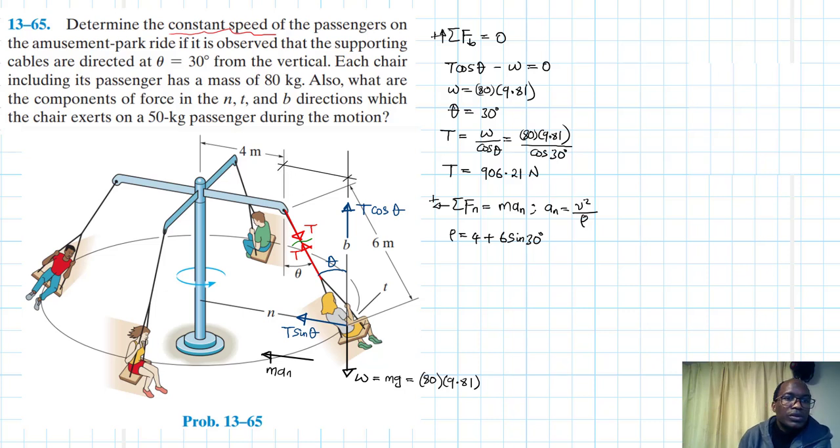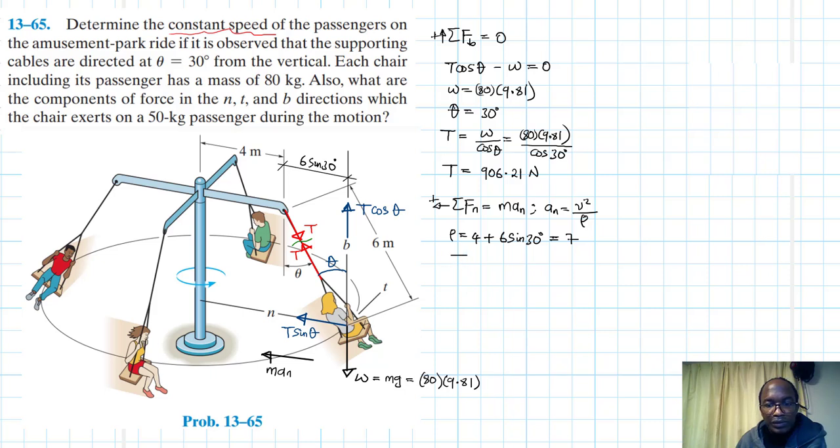Okay, so this one here is 6 sine 30. Okay, so that's the one we found there, and this is just going to be equal to, sine 30 is 0.5, so this is just 4 plus 3, which is a 7. Right, so what do we have here?